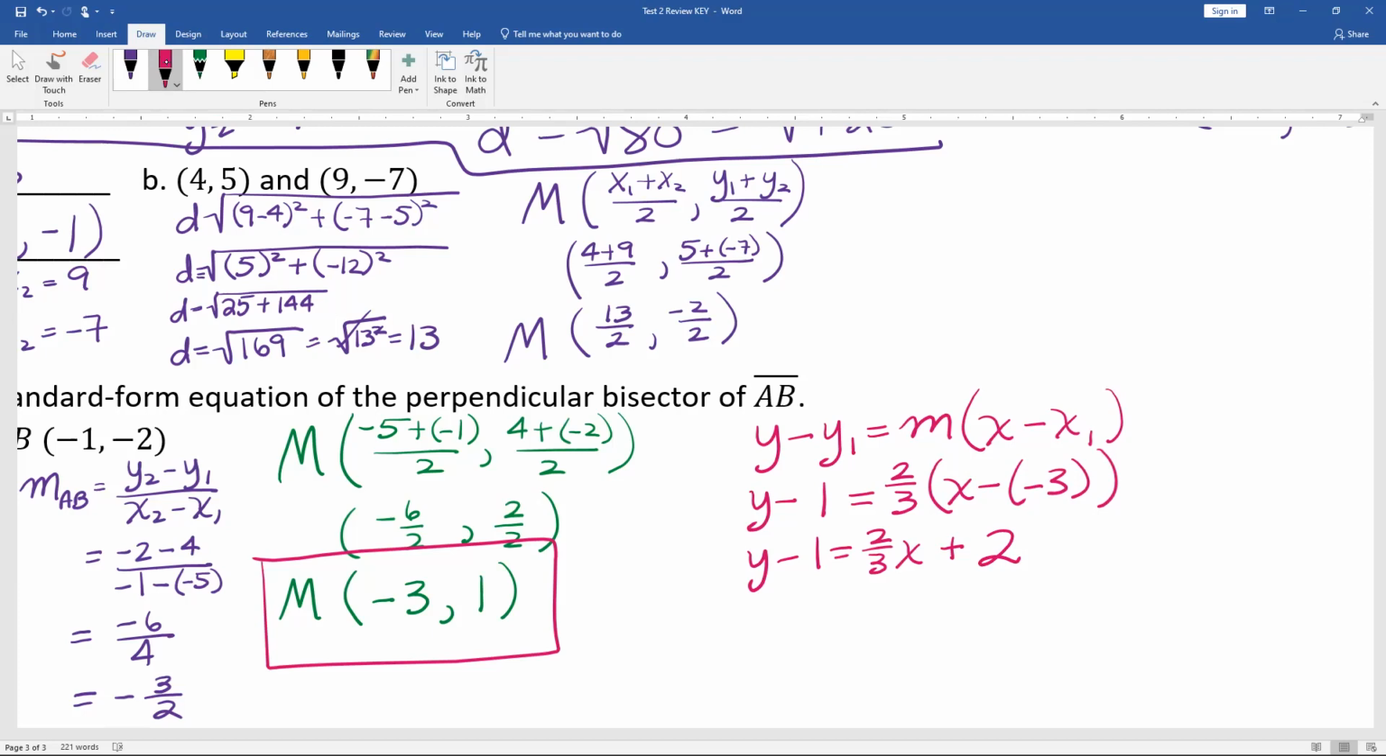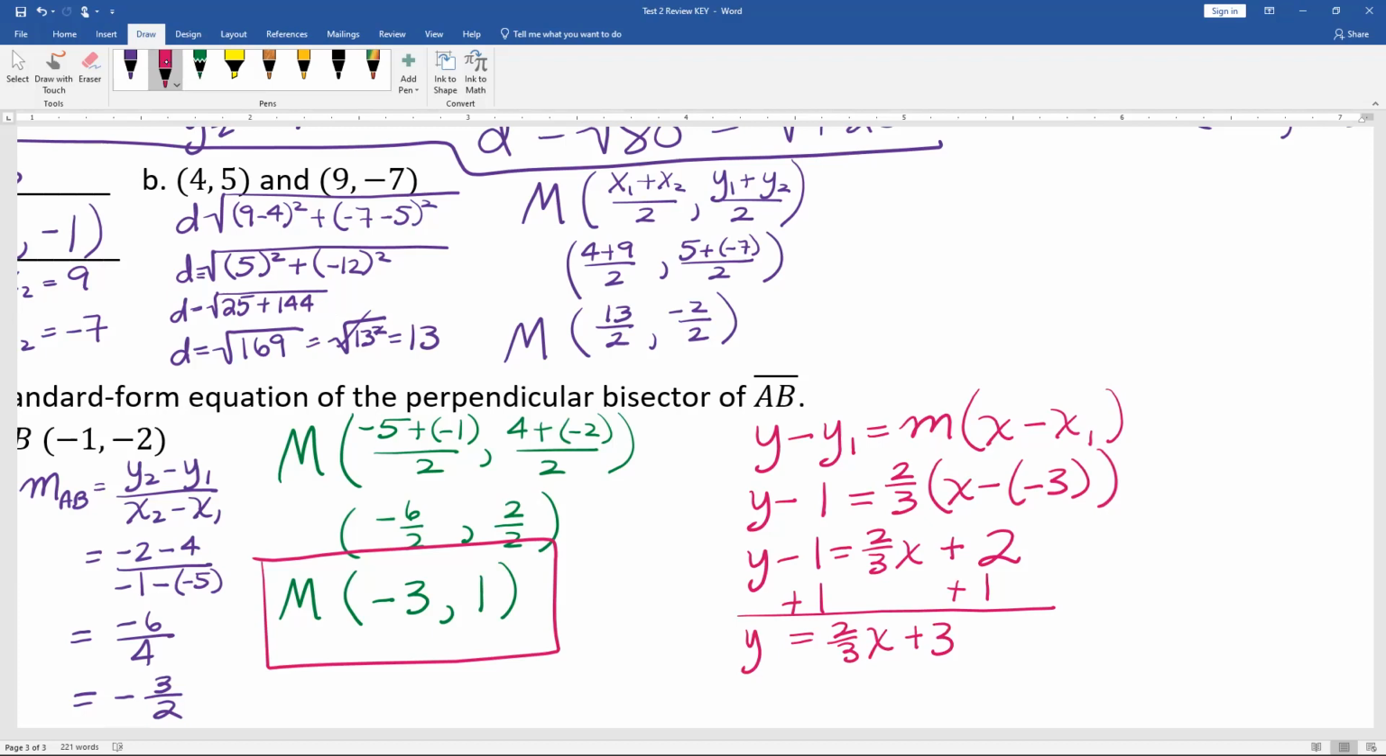Now what do I do? Let's go ahead and combine our constants, the -1 and the +2. So we know the constant is going to end up being our c in standard form, so I'm going to just move it to the right side. So I have y equals 2/3 x plus 3.